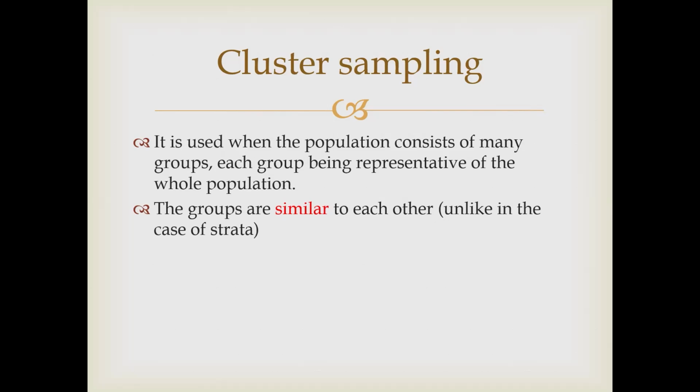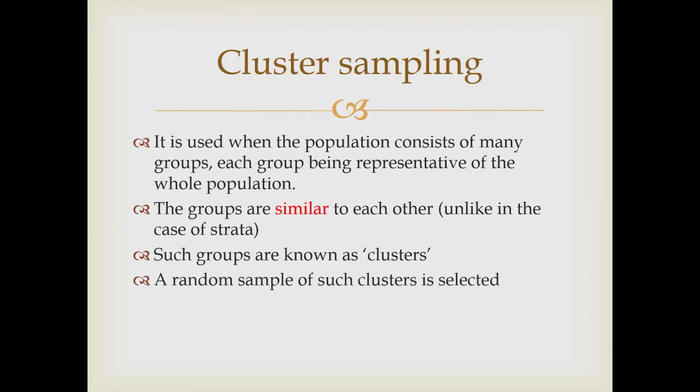They are different. Their salaries may be different. Their status may be different. Here the groups are similar. The population consists of different groups, but the groups are similar to each other, unlike in the case of strata. And these groups are known as clusters. The groups are known as clusters. And a random sample of such clusters. Supposing there are 100 clusters, we select a random sample of 20 clusters.